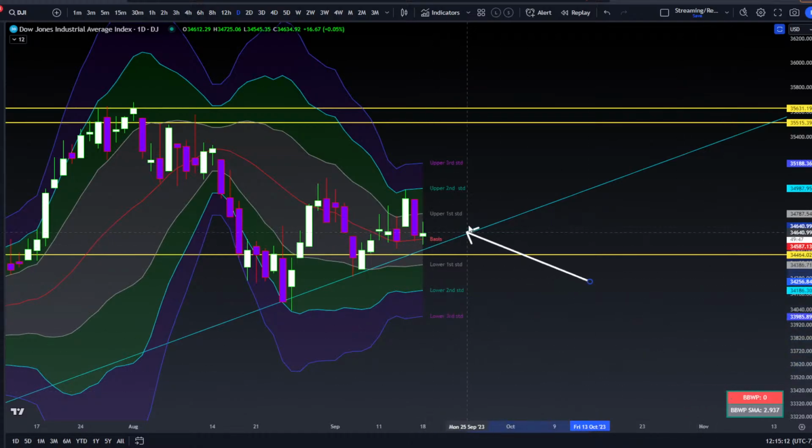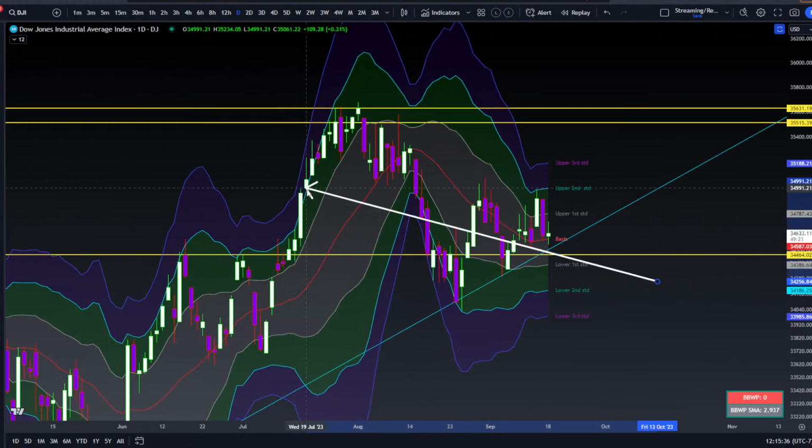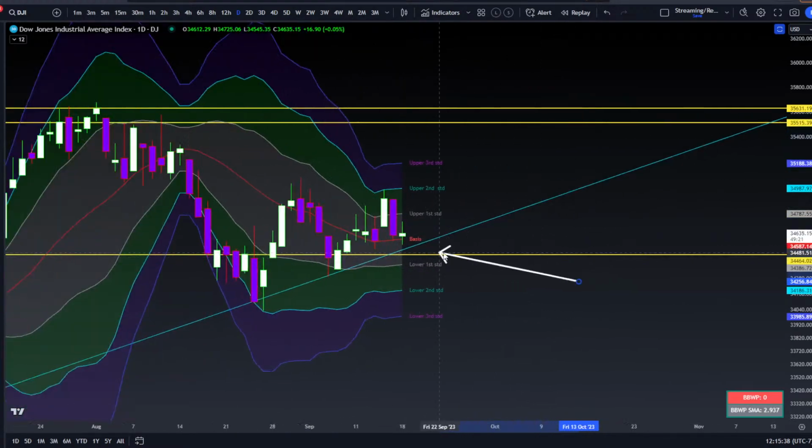And in this case, a move back above the upper first here at 34,787, 34.8 or so, I would be looking for a move back to the upper second. Now, if we did see closures above 35,000 on Dow, I'd be looking for aggressive upside expansion of BBWP. Dow likes to poke at it a few times and then move through it and then kind of track along with it. So just be aware of that. And same goes for the downside. We need to see closures below the basis, which is currently at 34.5.